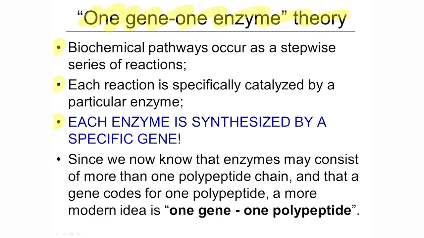To update it a little bit, we now know that there are enzymes that consist of more than one polypeptide chain, and it turns out that a gene actually codes for one polypeptide. So if you wanted to make it a little bit more specific, you could say instead of one gene, one enzyme, one gene, one polypeptide. And this also further recognizes that while they were working with enzymes, enzymes are proteins, right? So really, it's a relationship between the gene and the protein which has some function, be it enzymatic or be it something else.